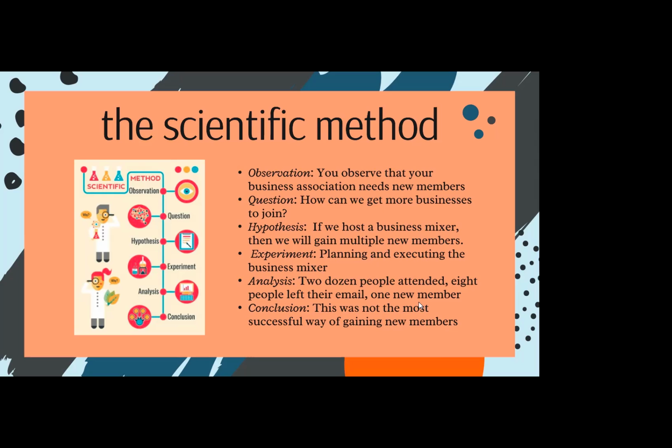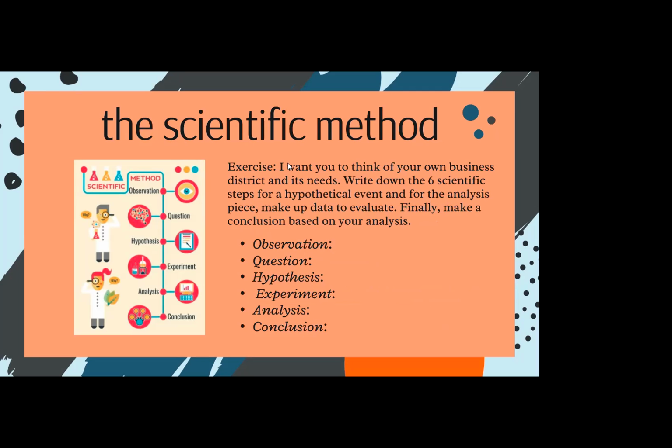Okay, I'm seeing shaking heads. Great. If that was super straightforward, then we can turn the tables over to you. So take a second. I want you to be a hypothetical event planner, and I want you to think about your own business district needs. So take a second and write down the 6 scientific steps for a hypothetical event. And then for the analysis piece, you're going to make up the data, just as I did. And then finally make a conclusion based on your analysis.